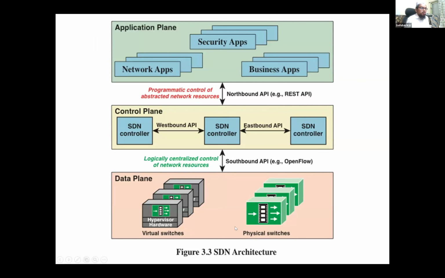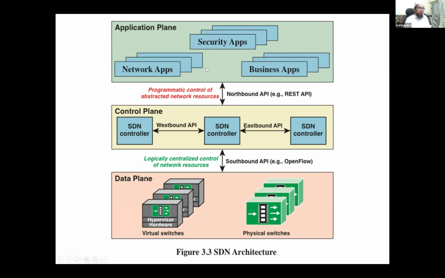Okay, yeah. So the architecture of SDN has three layers. The bottom layer is the data plane. The virtualized switches and the physical switches come into this plane. The middle layer is the control plane, where controllers are placed. And the top layer is the network applications layer, where network applications, like firewalls, IDS, IPS, and load balancers, as already explained, come.